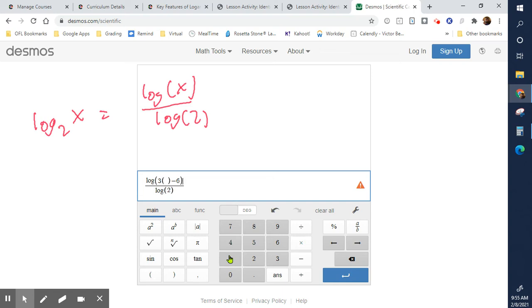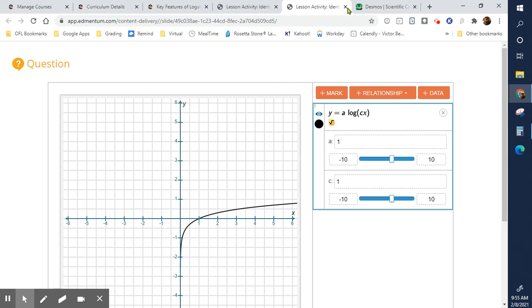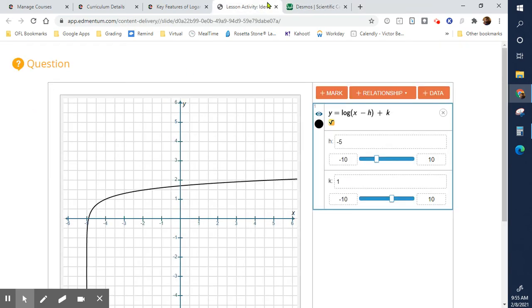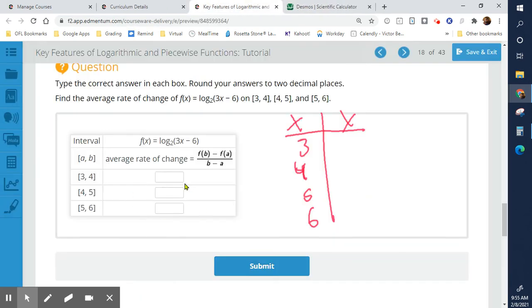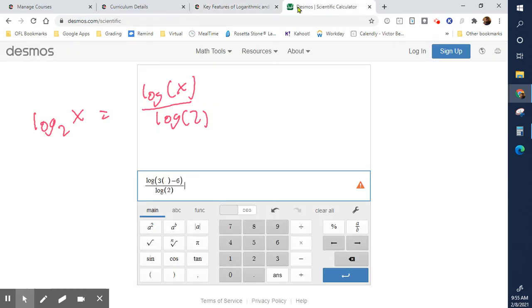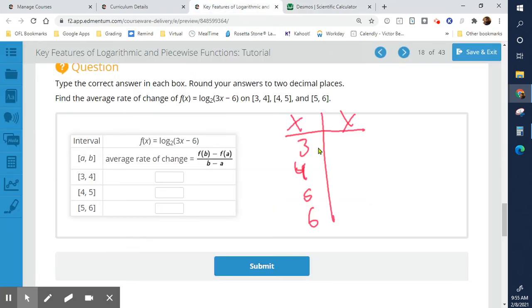Minus 6. So whatever I put in the log, that's going to be our x. The first one, I need to close this. And this one. So the first one here is going to be 3. So I'm going to plug in a 3 into my parentheses, and I get 1.58.